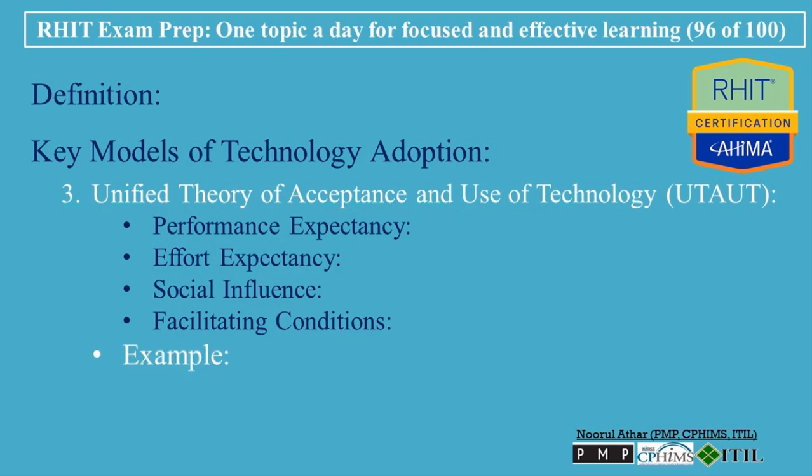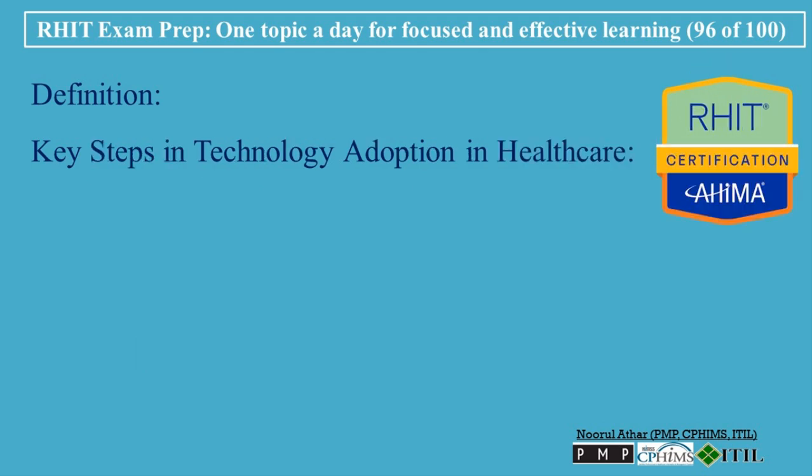Example: a hospital implements a new EHR system. Healthcare providers are more likely to adopt it if they believe it will help them improve patient care, performance expectancy, find it easy to use, effort expectancy, are encouraged by leadership, social influence, and have access to technical support and training. Facilitating conditions. Key steps in technology adoption in healthcare.